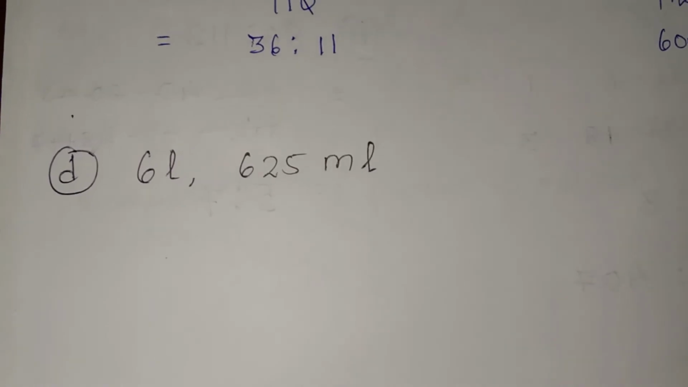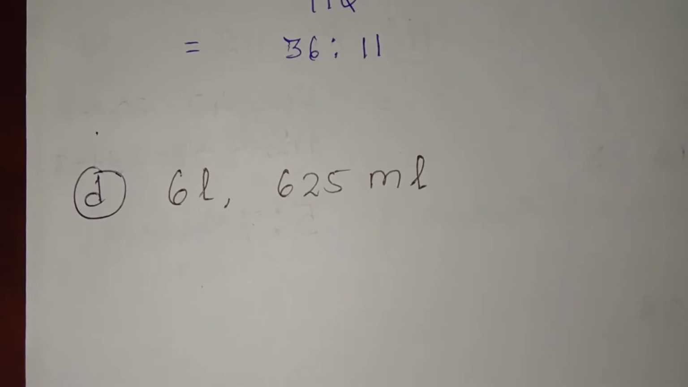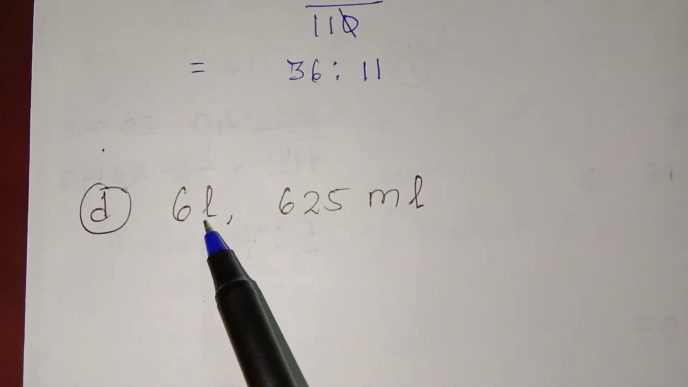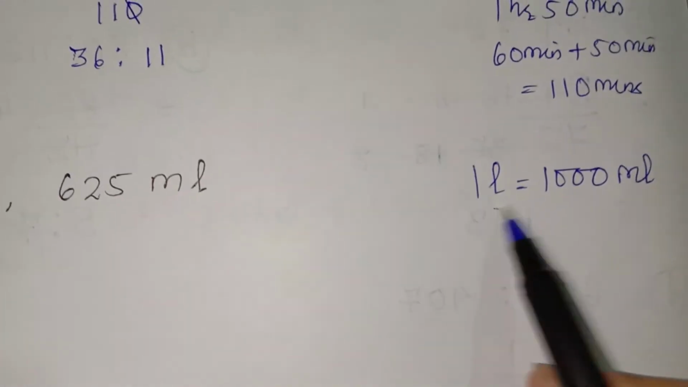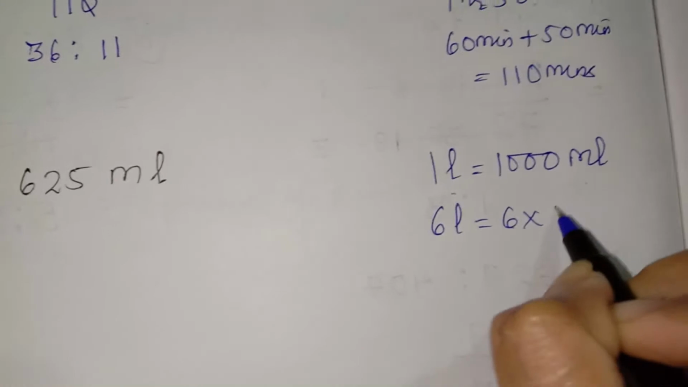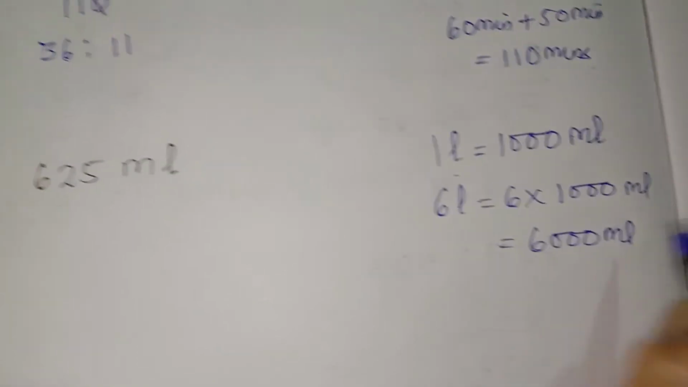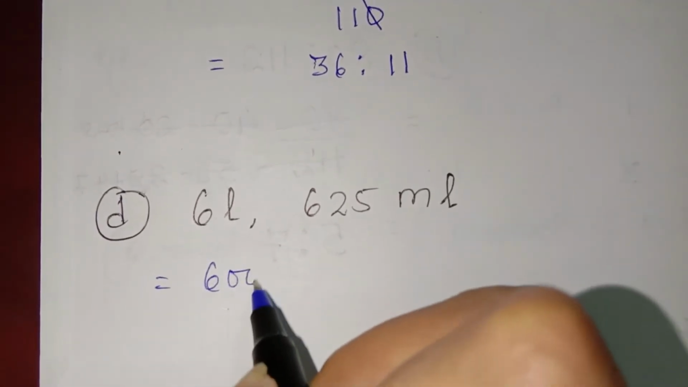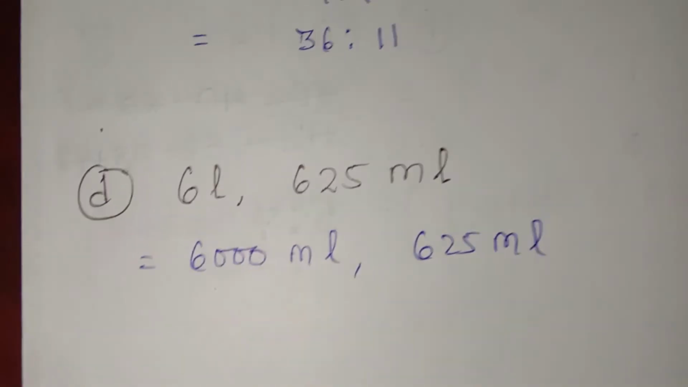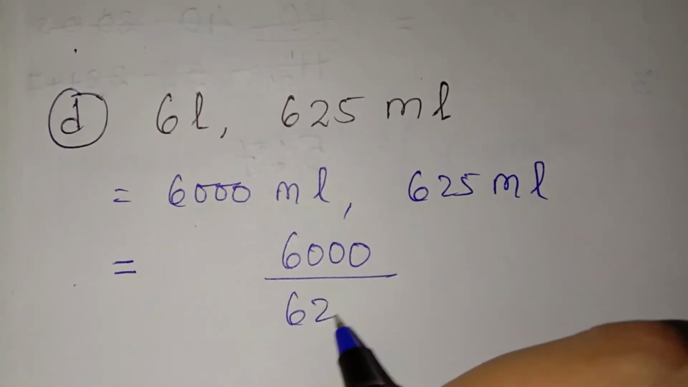Another one is 6 liter and 625 milliliter. So here one unit is liter and another one is milliliter. Milliliter is the smaller unit, so we will convert this liter into milliliter. In 1 liter there are 1000 milliliter, and in 6 liter there are 6 into 1000 milliliter. That means 6000 milliliter. In place of 6 liter you have to write 6000 milliliter and 625 milliliter. Now both are milliliter. Now we can write in ratio 6000 divided by 625.